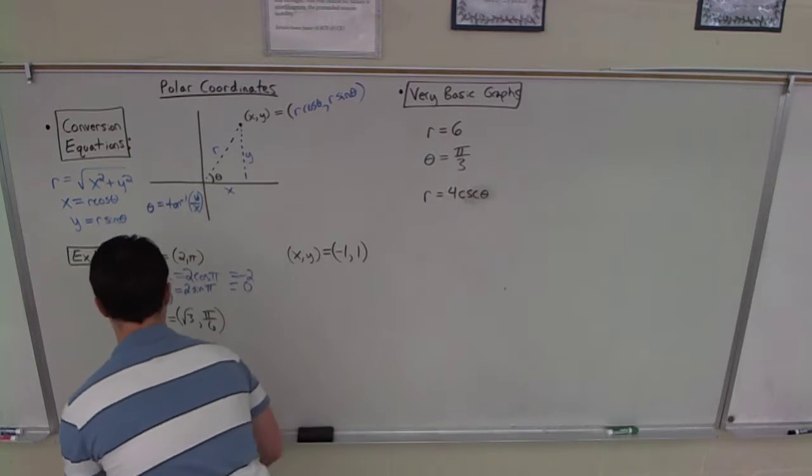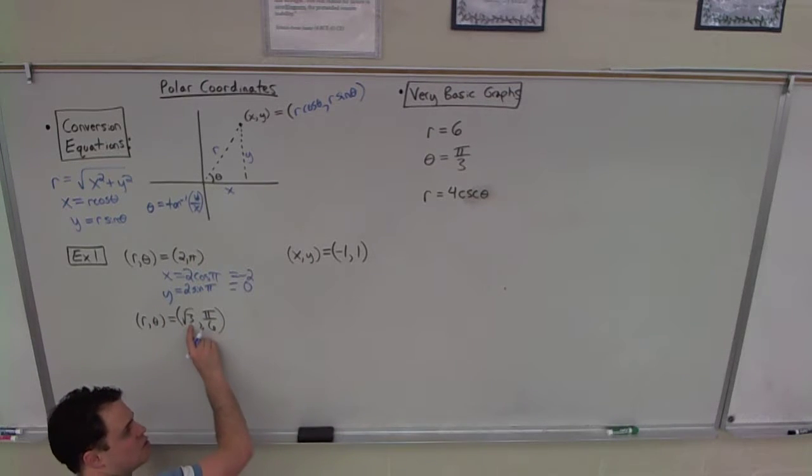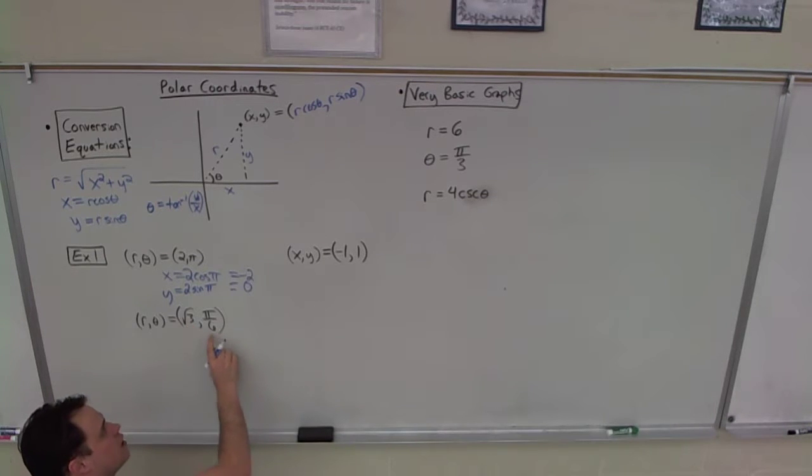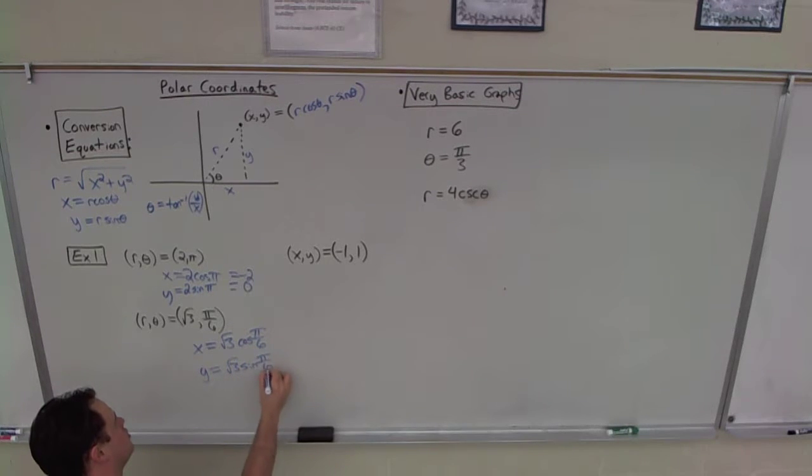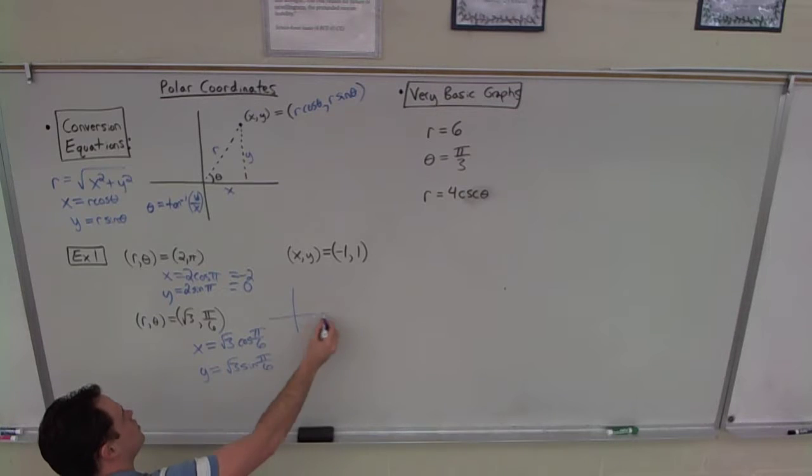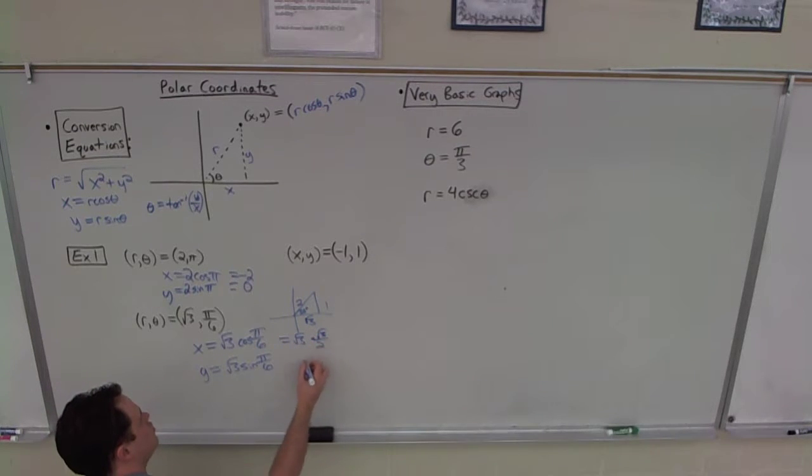Let's do another example. What if we're out at a radius of about 1.7, the square root of 3, and our angle is 30 degrees? You can do this the same way, right? x equals r cosine of theta, y equals r sine of theta. Do those with a nice unit circle calculation. Pi over 6 is 30 degrees, and r is the square root of 3. So x is the square root of 3 times the cosine, which is square root of 3 over 2. And y is the square root of 3 times the sine, which is 1/2.